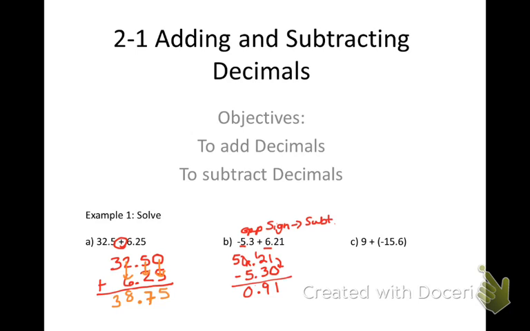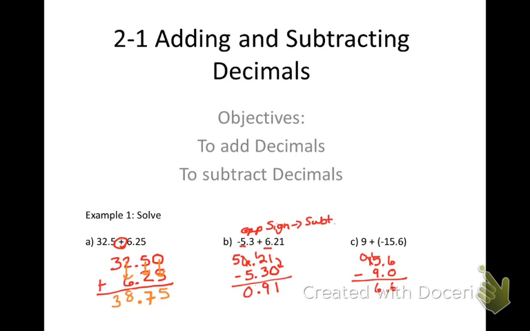C. Again, we have a positive and a negative, so that means we're going to subtract them. You're going to take the bigger number on top, so it's 15.6 minus 9. Oh, we don't have any decimal places, so we need to add that 0.0. So now we can do it. 6 minus 0 is 6. Bring down your decimal. Need to borrow. So 15 minus 9 is 6.